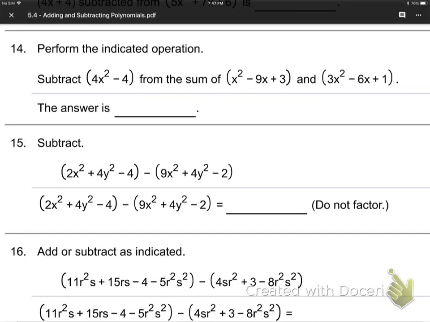So let's try this one. Subtract this from the sum of those. Can you read that okay? So we're doing 14. Subtract 4x minus 4 from the sum of those two. See if you can get the right order on that.